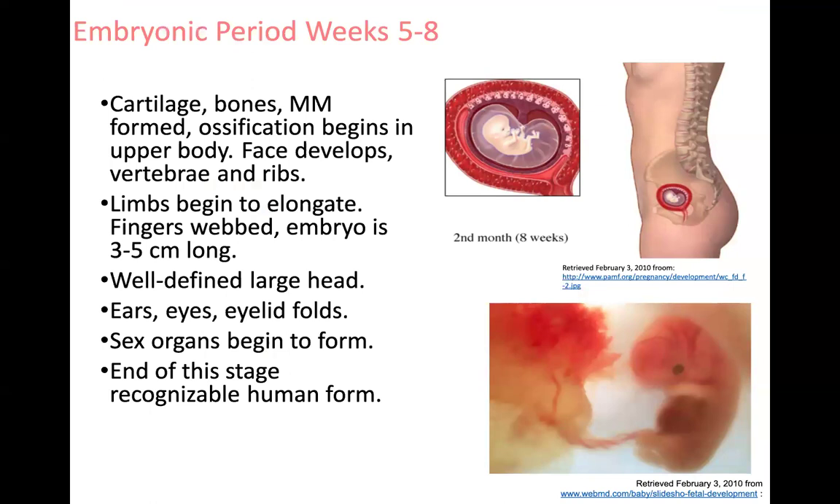So then you have your embryonic period, weeks 5 through 8. So this is where cartilage, bones, and muscles are formed, ossification begins in the upper body, your face starts to develop, and your vertebrae and ribs start to come in. Limbs begin to elongate, fingers are webbed, and the embryo is still about 3 to 5 centimeters long. You have a well-defined large head, ears, eyes, eyelid folds, sex organs begin to form, and at this stage, a recognizable human form. So this period is characterized by major differentiation and growth of many organs.